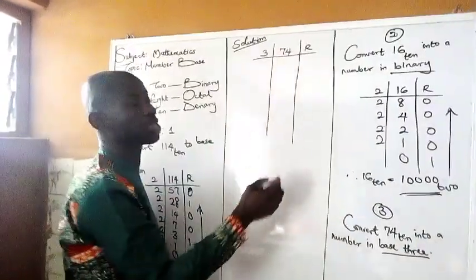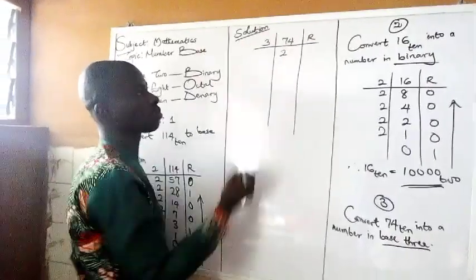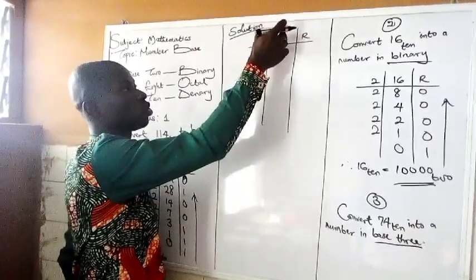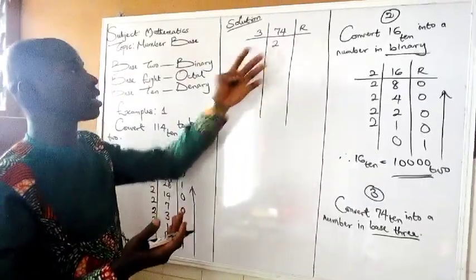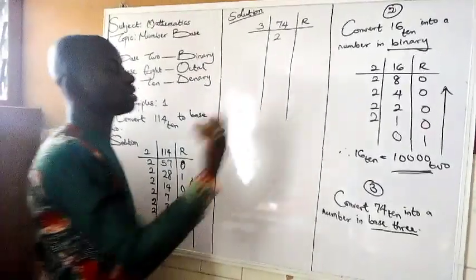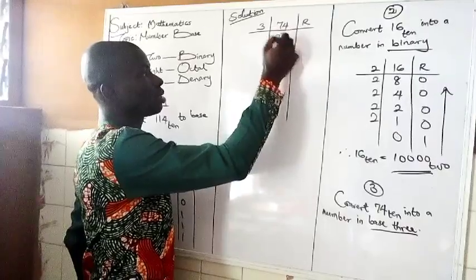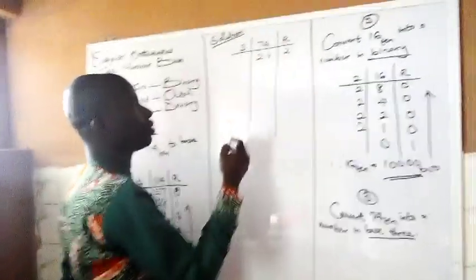How many 3 can you see in 7? 2. Do you understand? Then it remains 1. You put the 1 before 4. Then that is in 14. How many 3 can you see in 14? So that's very simple. That's 4. Then remainder what? 2. Are we together?